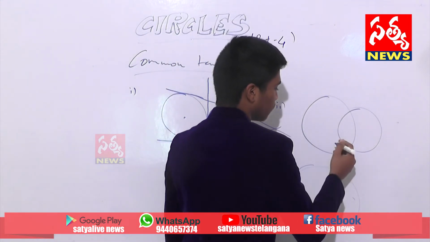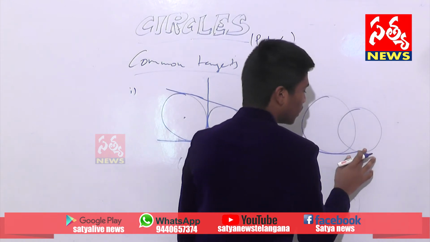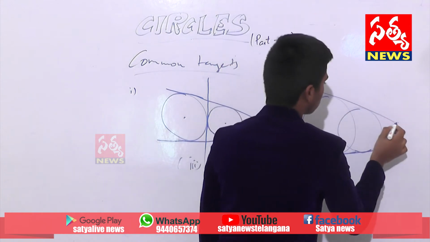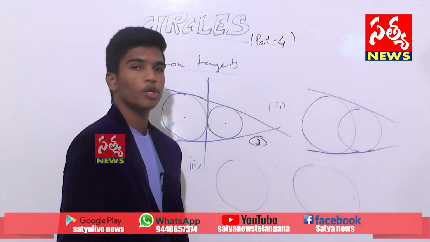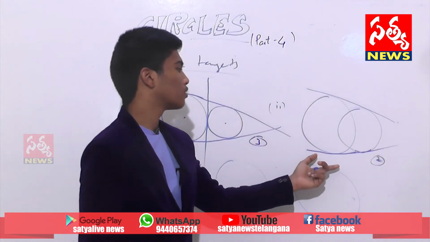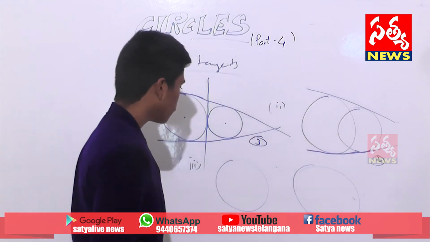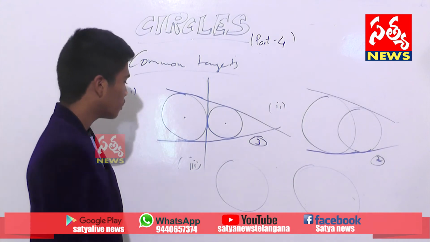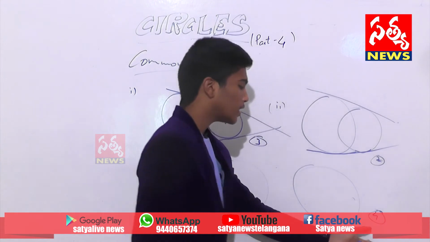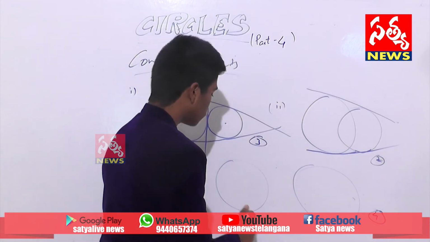The next, for this, there exist only 2 common tangents. They are the only 2 possible ways for which 2 circles intersect each other. And here comes the third condition. Here it is the greatest existing common tangents condition, where 4 common tangents exist.